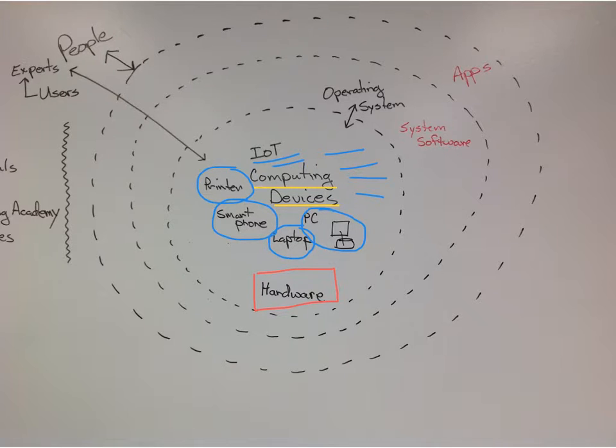Now, what communicates with the hardware is software. System software communicates back and forth with the hardware, and more specifically, the operating system. So we have this relationship then between an operating system and whatever hardware it's running on.